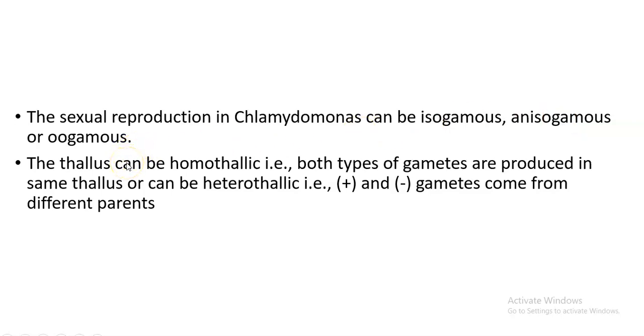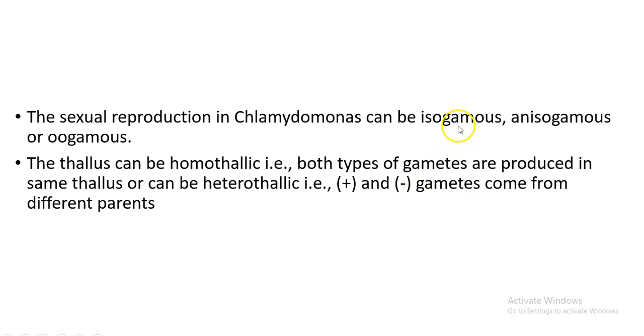And one thing you have to keep in mind, the thallus of Chlamydomonas can be homothallic, that is, both types of gametes are produced in the same thallus, or can be heterothallic, where you can see plus and minus type of gametes. That is, two different strains of gametes are coming from different parents. We'll see where this happens.